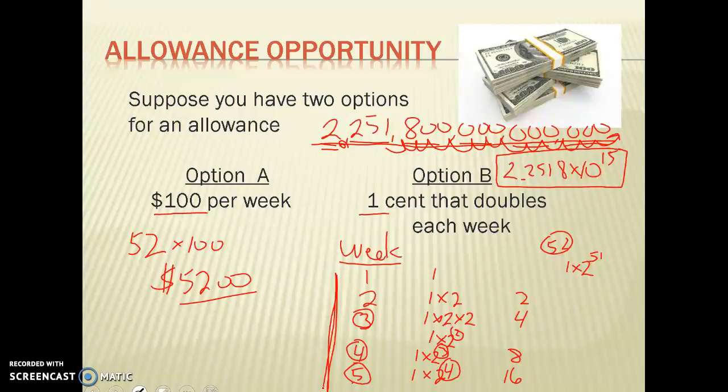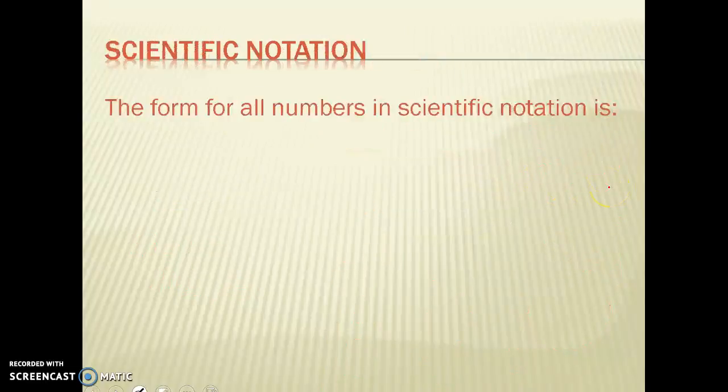off growing kind of slowly, 2 cents, 4 cents, 8 cents, 16 cents for the first month, but then it just starts to skyrocket in its growth. And so we'll talk more about that. But today we're going to talk about simply scientific notation and how we write really big numbers like this number in scientific notation.